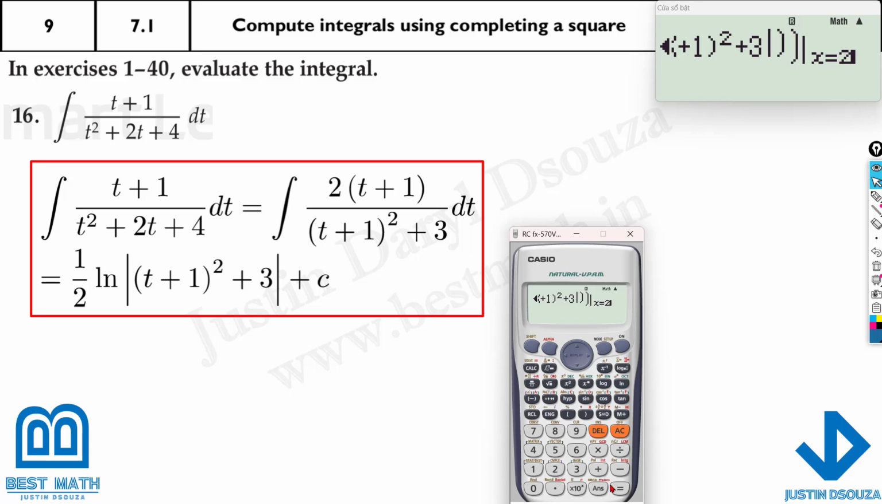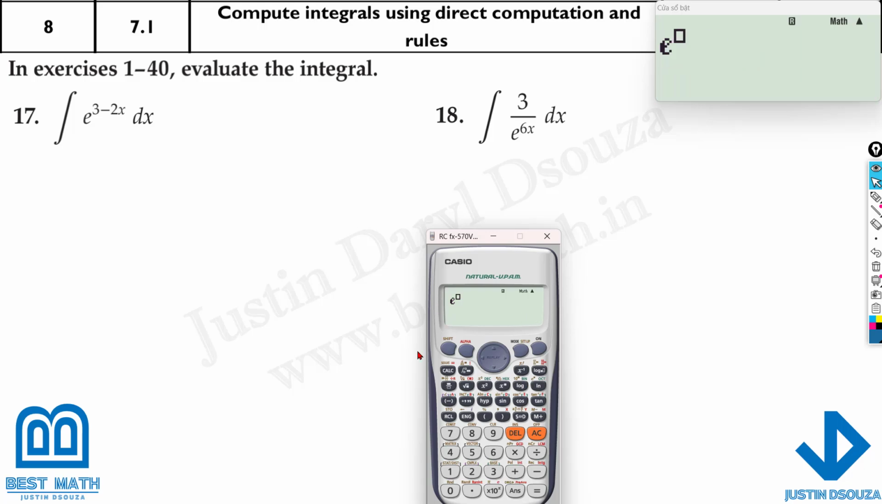X value is 2. C value is not required because it'll be dissolved to 0. The derivation of any constant is 0. And this is the correct answer. We got 0.25. Here we have e to the power 3 minus 2x. And what x value do we calculate? 2. So you need to remember this. It's 0.3678. I just keep it in my mind, but in the exams, please do write it down.